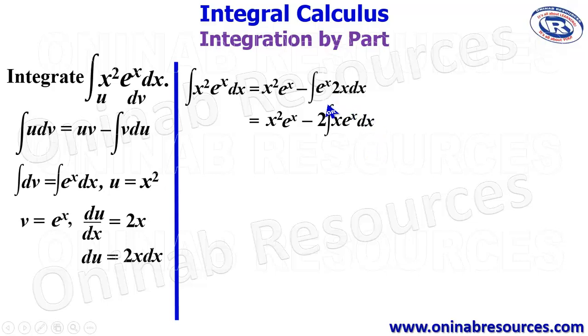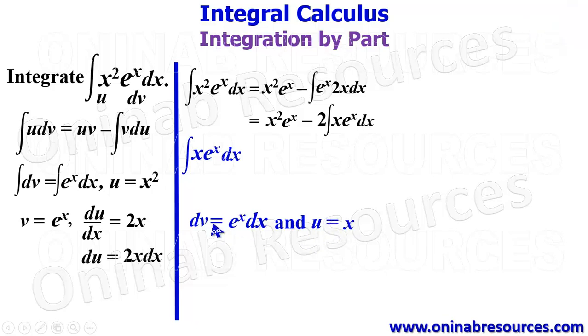So if you look at this now, this is forming another integration by parts. So we are going to integrate x e raised to power x dx using integration by parts again. So at this point, our u is x and our dv will be e raised to power x dx. So we have dv to be e raised to power x dx and our u to be equal to x.